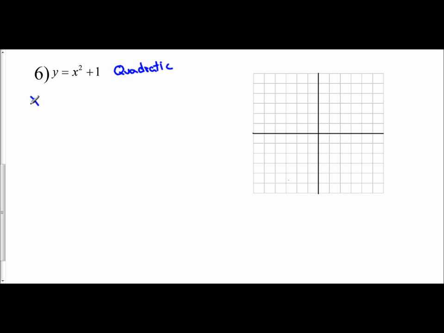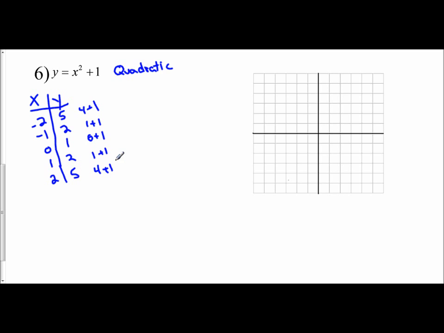So to graph this, I'm going to go ahead and make a table of values. -2, -1, 0, 1, and 2 for my x's. And I'll plug those in to find out the y. So -2 squared is 4. 4 plus 1 gives me 5. -1 squared is 1. 1 plus 1 is 2. 0 squared is 0. 0 plus 1 is 1. 1 squared is 1. 1 plus 1 is 2. 2 squared is 4. And 4 plus 1 is 5.